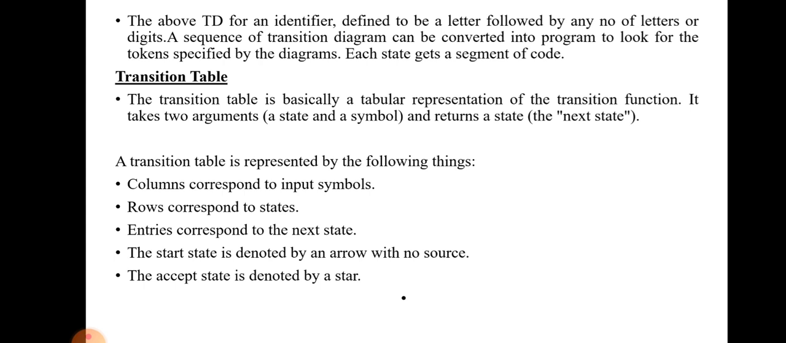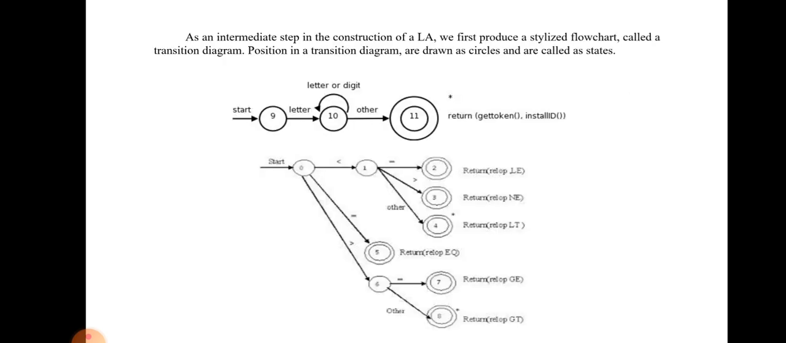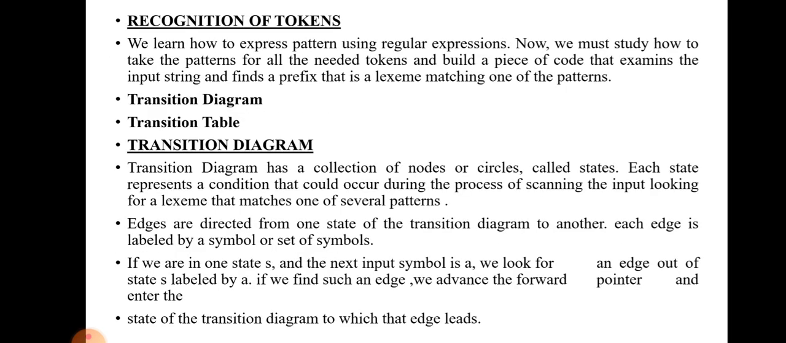The start state is denoted by an arrow with no source, that is, an arrow without any symbol. And the accepting final state is denoted by a star. So there are two main points in recognition of token: one is the transition diagram and the other is the transition table.